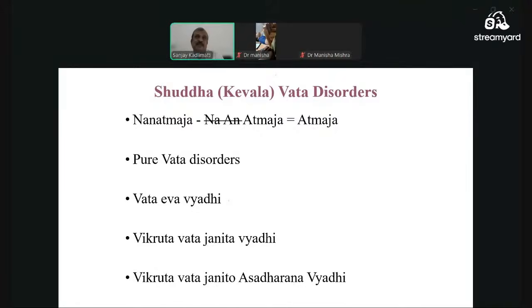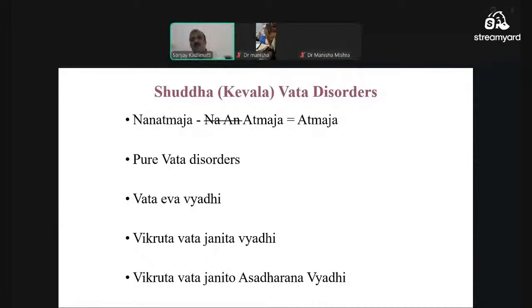That is why the second people said, okay, once you denied this, then my definition is Vikruta Vata Janita Vyadhi. That means what about Vata Gulma? What about Vata Rakta Pitta, meaning Vata associated Kapha Rakta Pitta, Adhoga Rakta Pitta? What about Vata Jwara? What about Vata Pandu? Then what is the difference between Nanatmaja Vata Vyadhis and Vata Pandu, Vata Gulma? That's why the third and the best definition of Nanatmaja Vyadhi is Vikruta Vata Janito Asadharana Vyadhi.